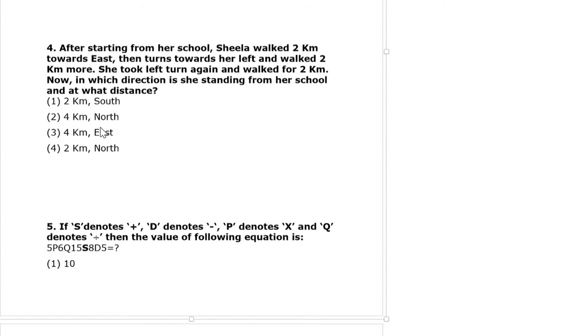Fourth one. After starting from her school, Sheila walked 2 kilometers towards east. Okay. So first east-west direction we will form the line. This is east, west, north, south. Suppose Sheila is here. Sheila walked towards east, 2 kilometers east. This is 2 kilometers. Okay. And then she is walking like that towards east. So her left is this side and then right is this side.